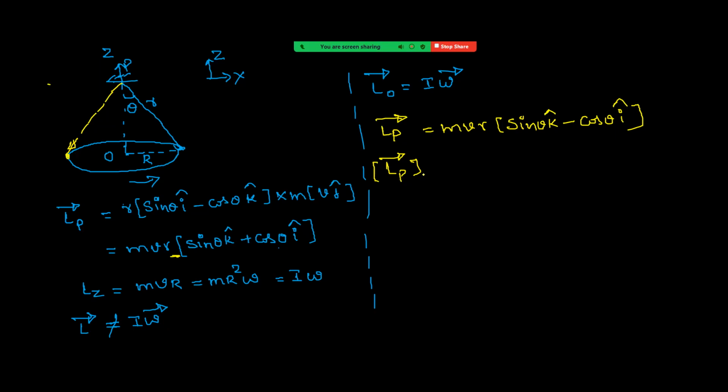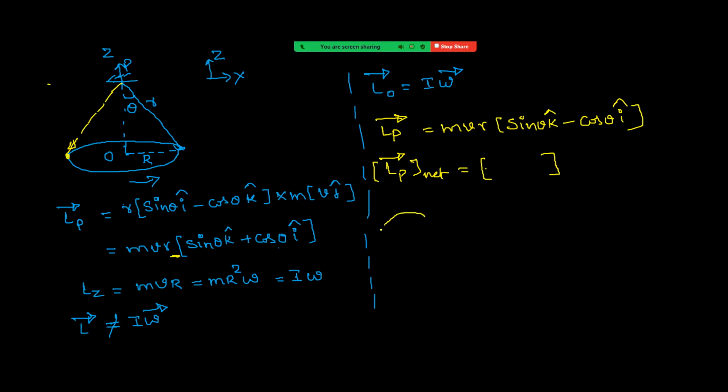Net value about P will be MVR sin theta k cap, again MVR sin theta k cap, right? That means it is only along the Z axis. See now how we are generalizing this, or how we are extending this for a rigid body.